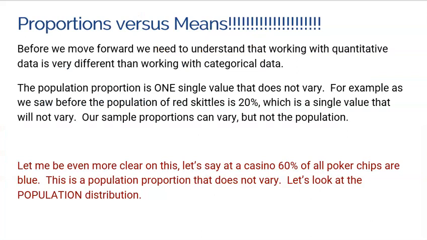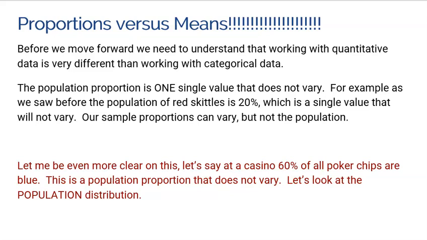But first, we need to talk about proportions versus means. Because moving forward in this class, if you haven't realized it yet already, there are two big things that we focus on: proportions and means. So before we move any further, we need to understand that working with quantitative data is very different than working with categorical data. The population proportion is one single value that does not vary.